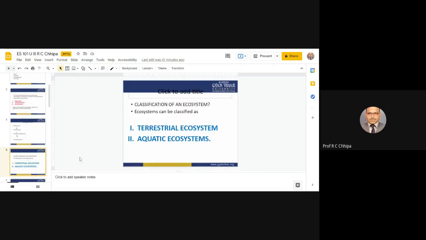Now we have to see how the ecosystem can be classified, on the earth and in water. The interaction of living with non-living forms a terrestrial part. For example, forest, grassland, and farmland, where agriculture is produced. Then the sea, aquatic.